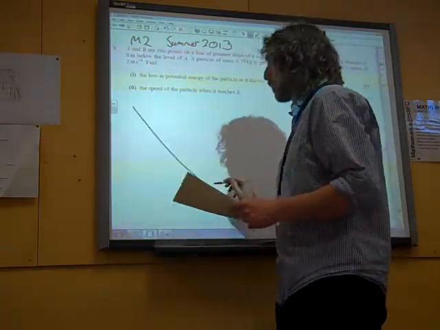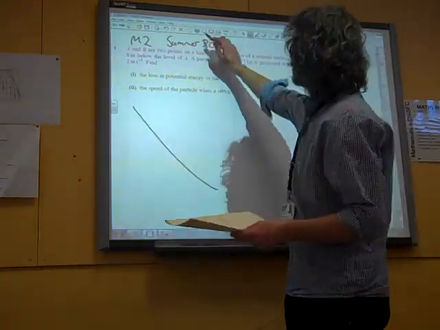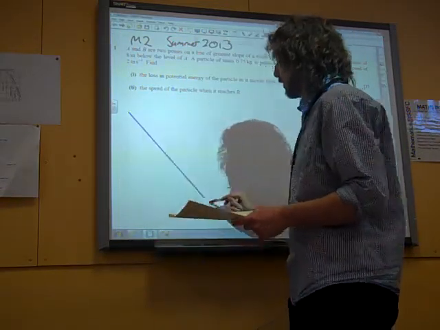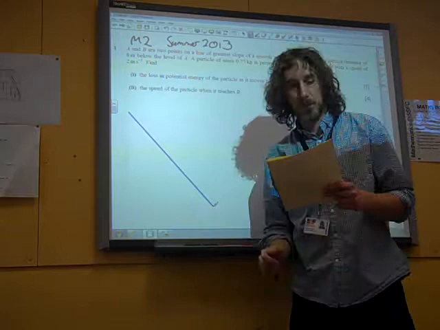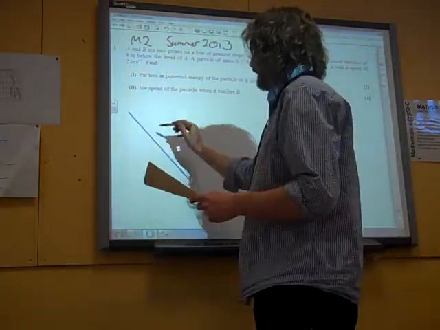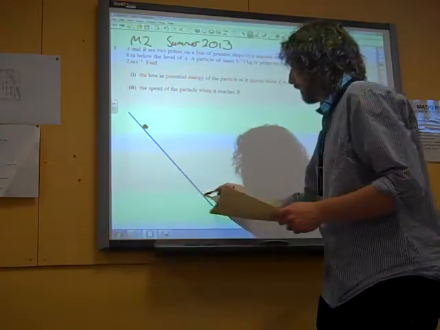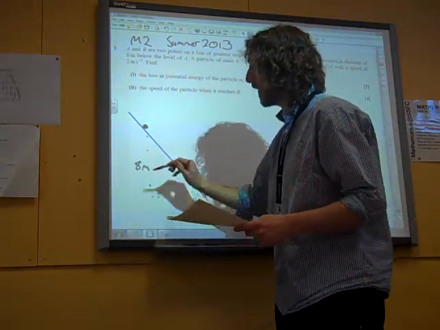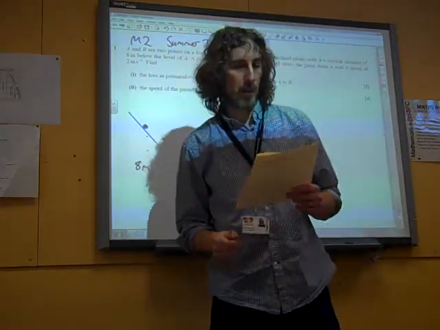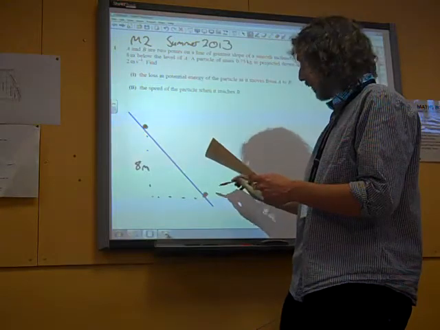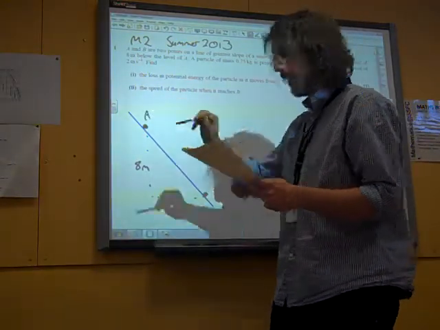Dave drew a diagram when he did that. That is a straight line. Actually, it wasn't, so let's try again. That is a straight line. And I marked my two particles on here, there we are, and there we are, and I recognise that that height there is 8 metres, because it says a vertical distance of 8 metres below the level of A is where B is. There we are, A and B.